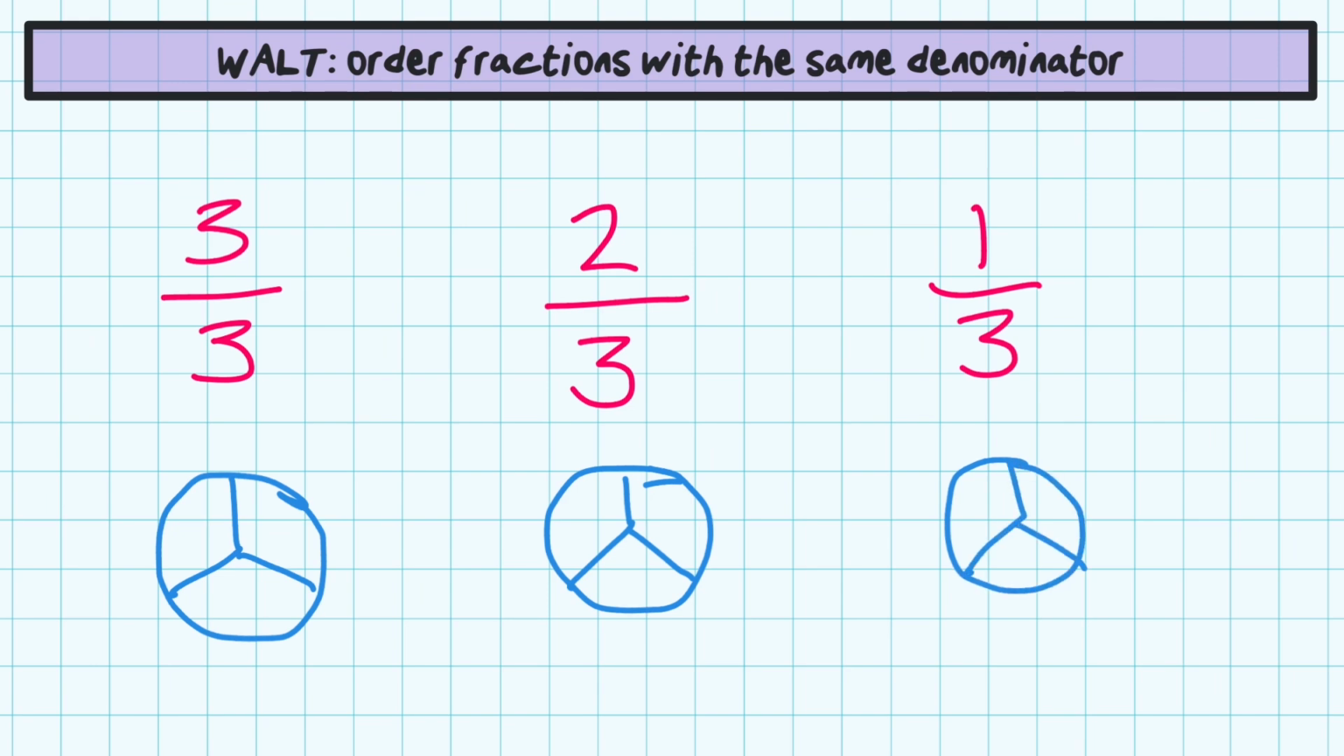1, 2, 3. And now we're going to do our colour in part, and I'm thinking, okay, 3/3, that's the whole thing. 3 pieces out of 3. And 2/3, I'm just going to colour in 2. And 1/3, I'm just going to colour in 1. Now, which fraction is our smallest fraction out of the 3? And which is our biggest?